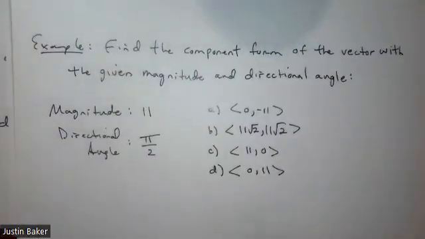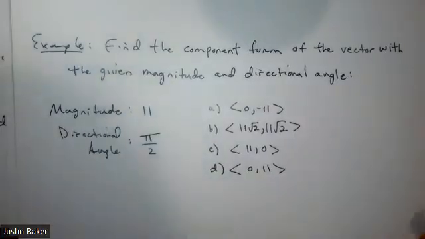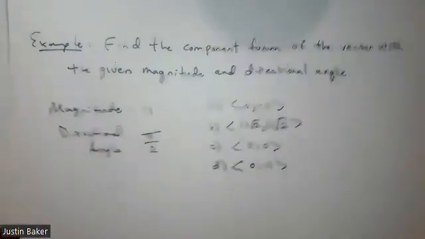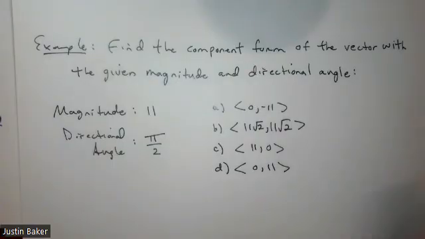Okay, let's have you guys try the following. Find the component form of the vector with the given magnitude and directional angle. So we've got a magnitude of 11. The directional angle is pi over 2. And we want to find the component form that would line up with this.